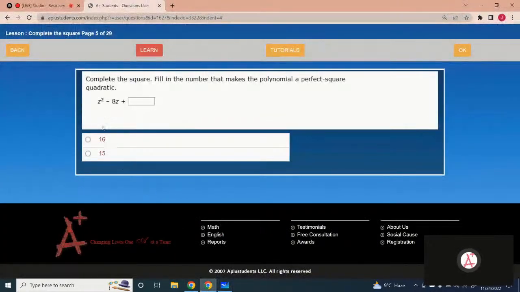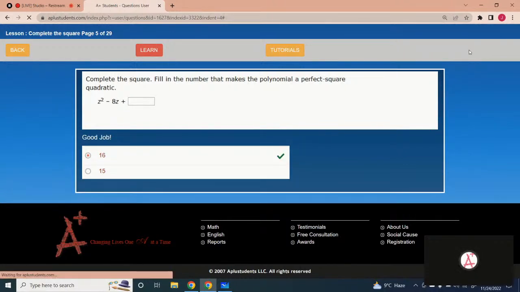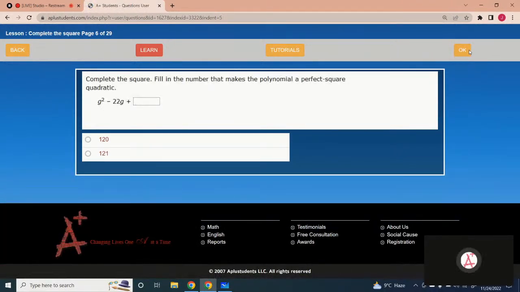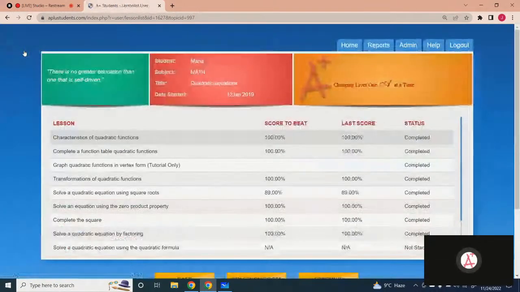So just select the correct option and click on the OK button. You can complete the test by yourself later today. Let me just move on to the next topic. If you need more help with the topic, you can contact any tutor on the Skype. They are available from Monday to Friday, 5 to 9. The next topic is solve a quadratic equation by factoring.